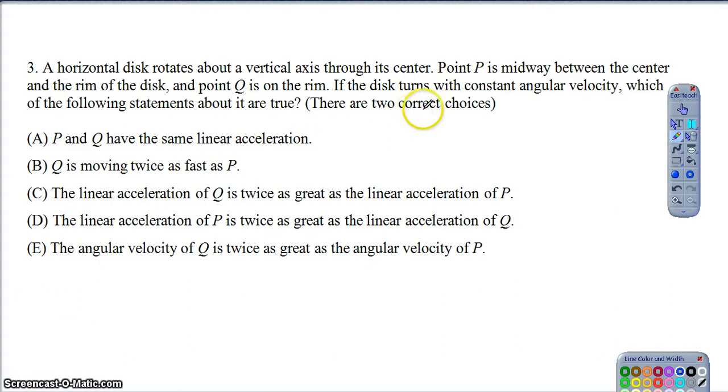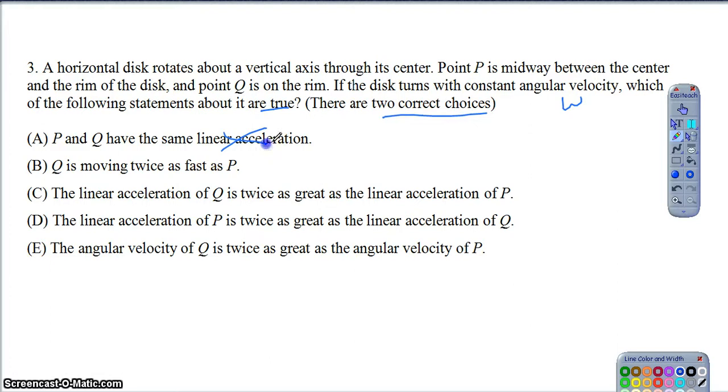Okay, question 3 tells us that there are 2 correct choices, so which of the following will be true? We've got point P, which is midway between the center and the rim, and we've got point Q, which is on the rim of the rotating object. It tells us it moves with a constant angular velocity, and they're asking us to identify 2 of these that are true. So, P and Q have the same linear acceleration.